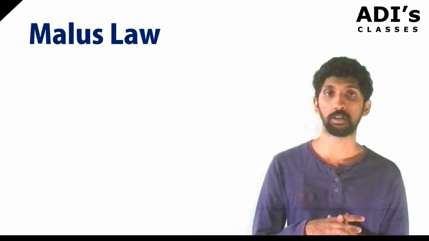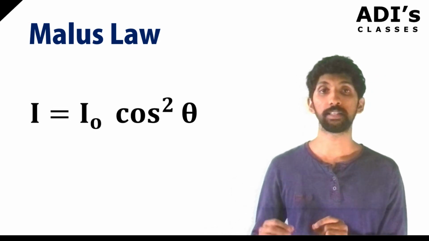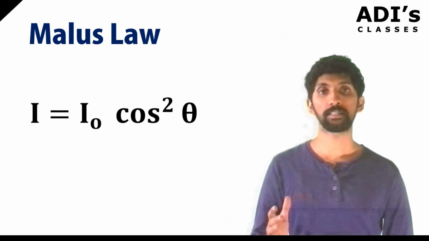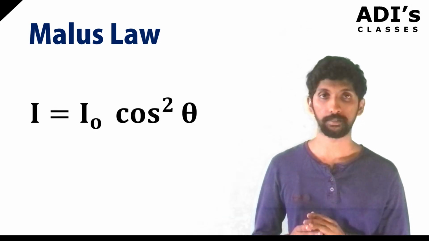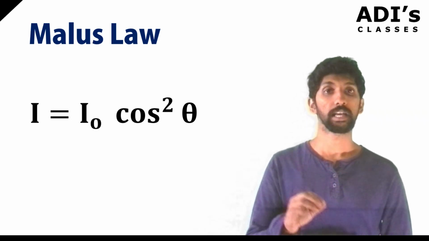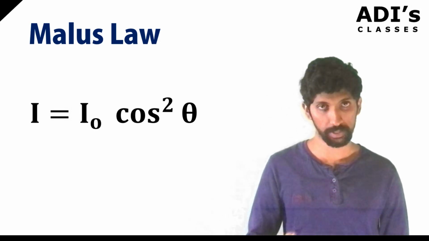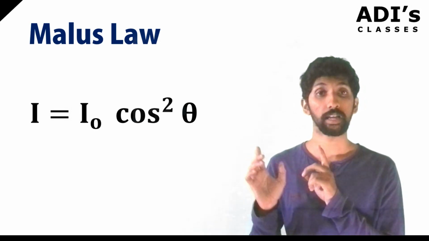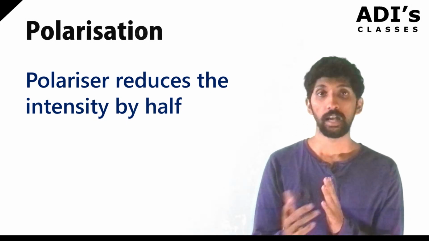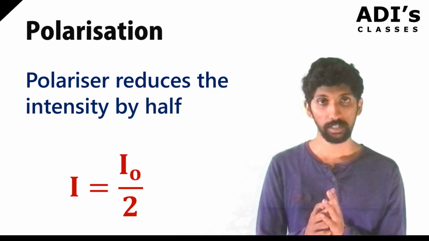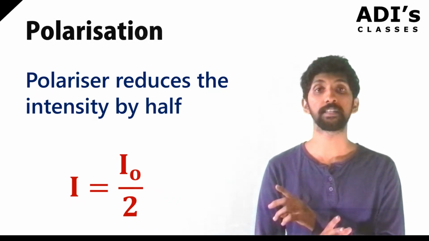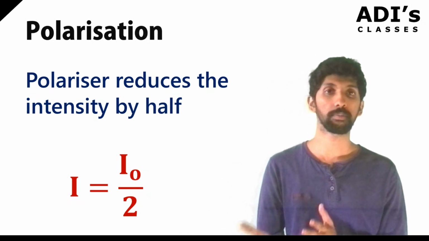Then we moved on to Malus law, to find the relation between the intensity and the angle between the polarizer and analyzer, which is I equal to I naught cos square theta. One more important point to notice here is that if only a polarizer is present, the intensity will reduce by half. Meaning if unpolarized light is incident on just the polarizer, the intensity of the plane polarized light will be half the intensity of the unpolarized light, which is I naught divided by 2.